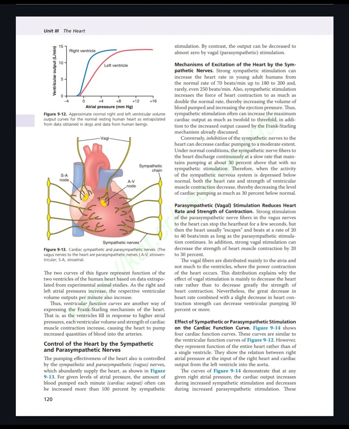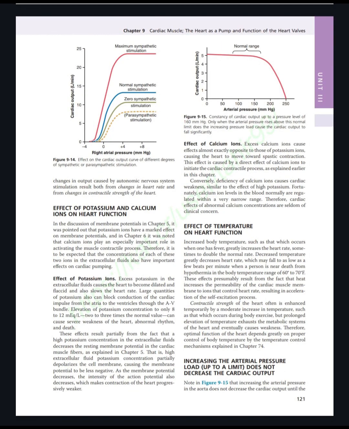The next page, that is page number 121, and highlight effect of potassium ion. Excess potassium in the ECF causes the heart to become dilated and flaccid and slows the heart rate. A large quantity of potassium can block conduction of the cardiac impulse from the atria to the ventricle through the AV bundle. Elevation of potassium to only 8 to 12 milligram per liter, 2 to 3 times the normal value, can cause severe weakness of the heart, abnormal rhythm and death.